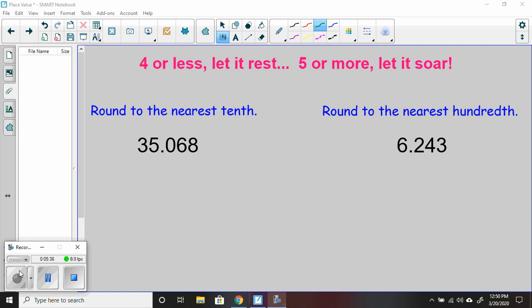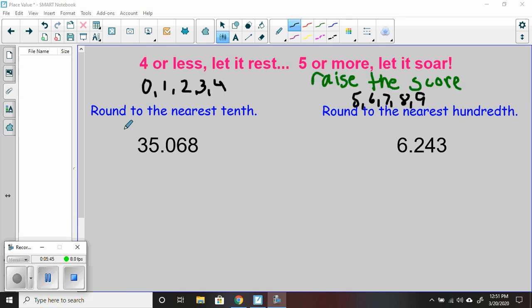All right, the last thing we're going to review is rounding. 4 or less, let it rest. 5 or more, let it soar, or we actually say raise. And what that means is if it's a 0, 1, 2, 3, or 4 that's doing the helping out, you're not going to change the value. If it's a 5, 6, 7, 8, or 9, you're actually going to change the value by 1.